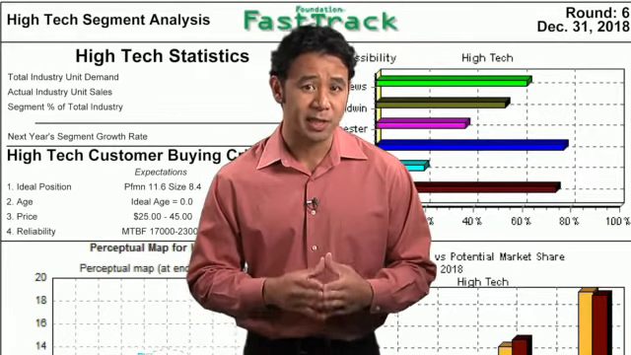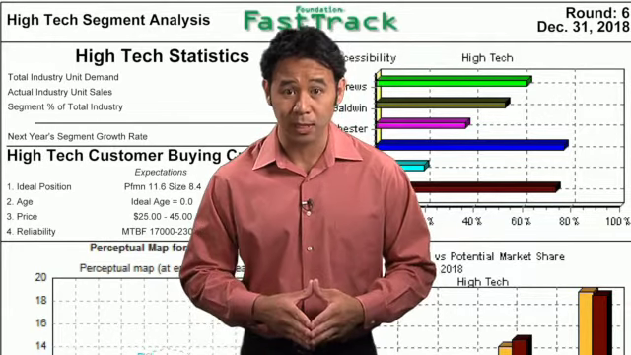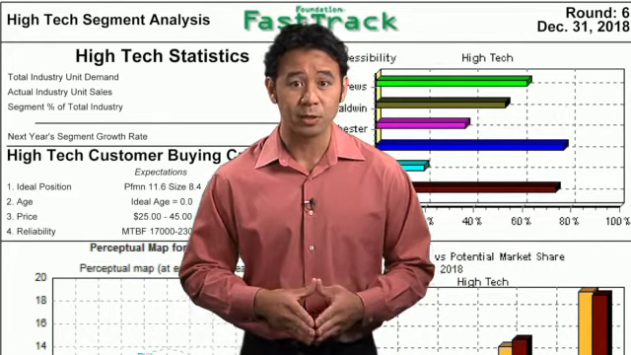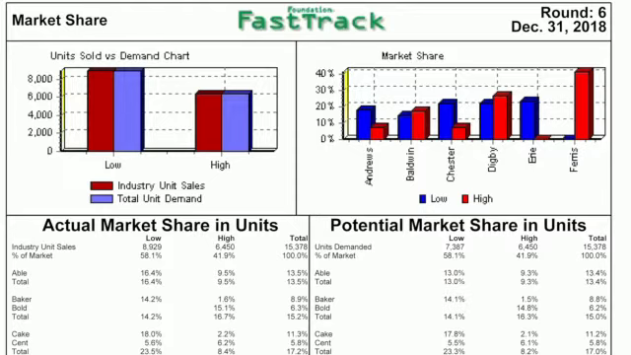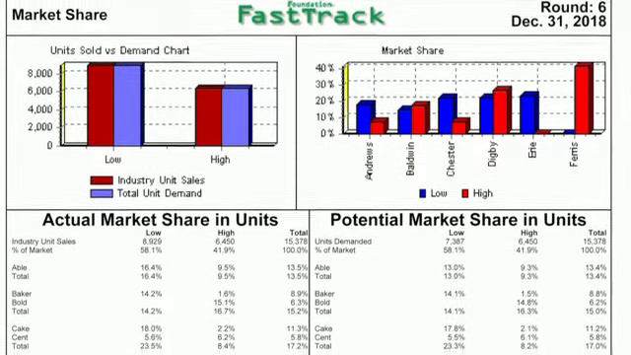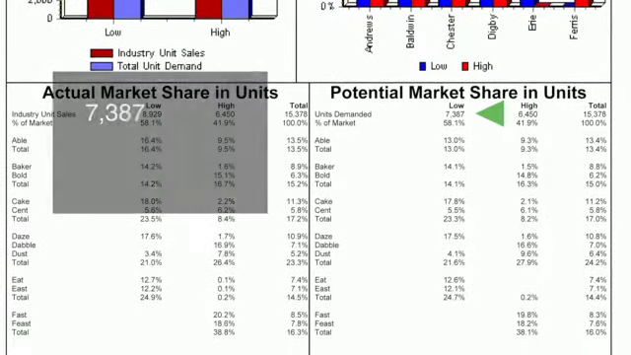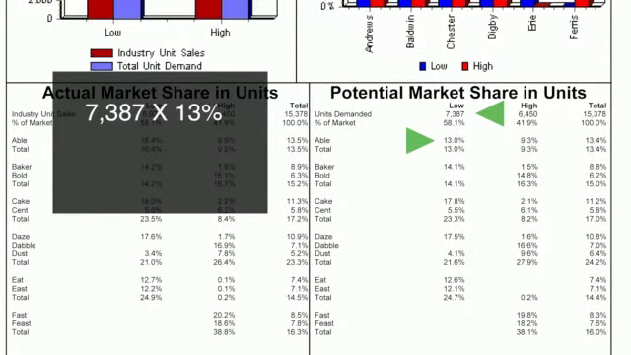Did you miss out on sales last year because you underproduced and stocked out? Did competitors lose sales for the same reason? To find out what an out-of-stock product could have sold, go to the market share report. Multiply last year's segment demand by the potential sales percentage.